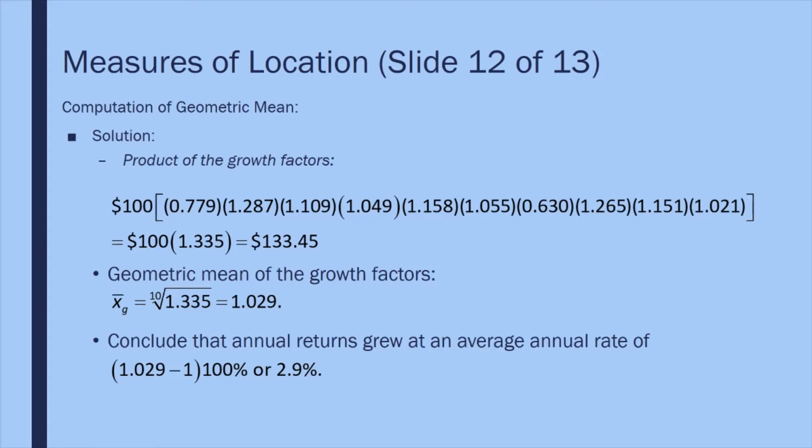As a solution, the product of the growth factors is equal to $100 multiplied by the growth factors for the 10 years. That is equal to 133.45. The geometric mean of the growth factors you can get by this manual computation. We can conclude that annual returns grew at an average annual rate of 1.029 minus 1 times 100%, or 2.9%.